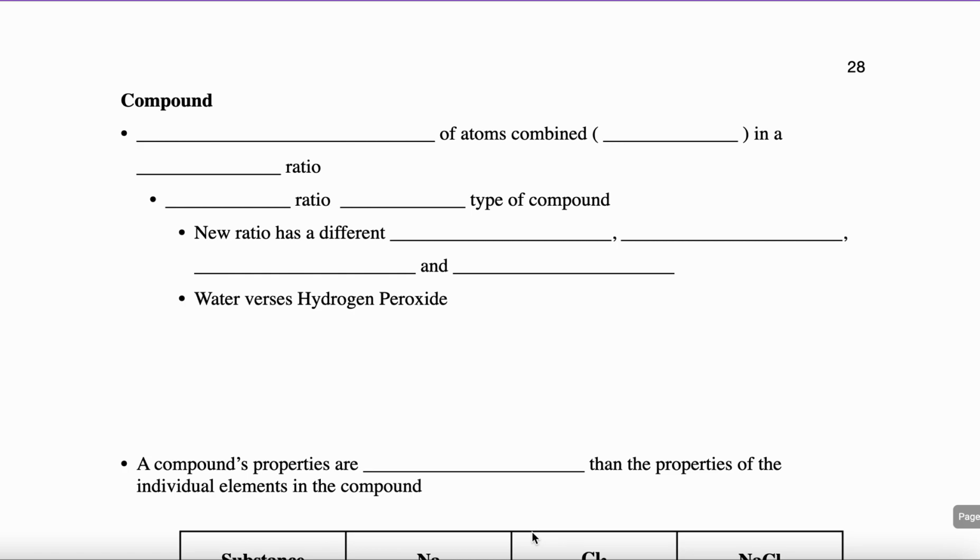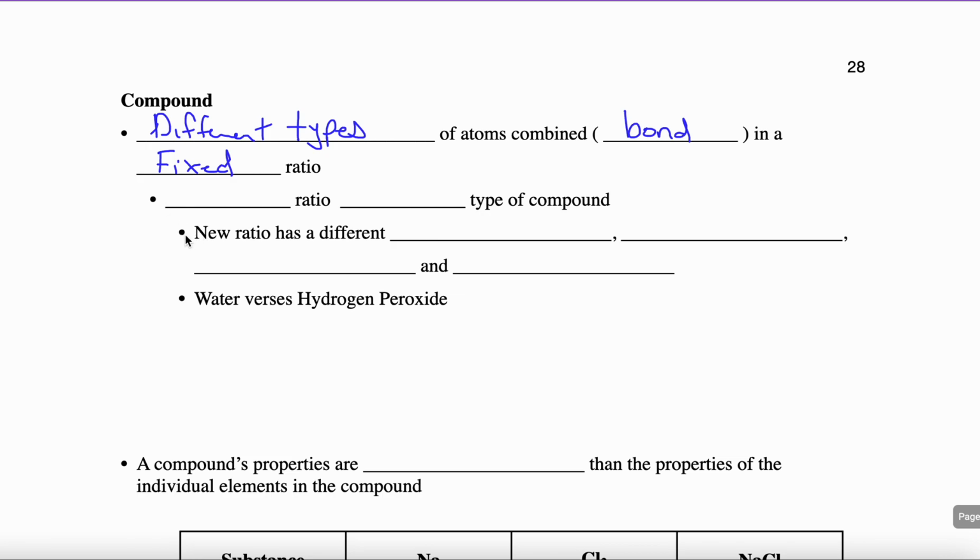28, and the characteristics of the average compound. So the first thing, a compound is a substance like an element, but what makes a compound different is that a compound is made up of different types of atoms. So a compound has to have at least two different types of elements present in its structure. And these different types of atoms combined, or they bond, in a fixed ratio. And we understand that if it's fixed, it means it does not change.